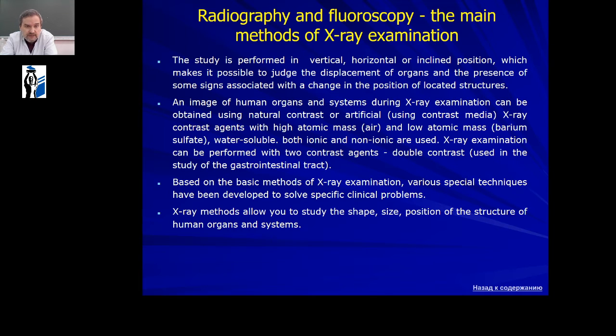Based on the basic methods of X-ray examination, various special techniques have been developed to solve specific clinical problems. X-ray methods allow you to study the shape, size, position, and structure of human organs and systems.